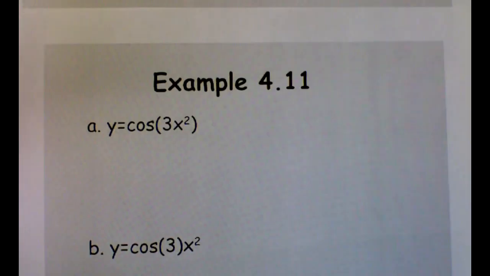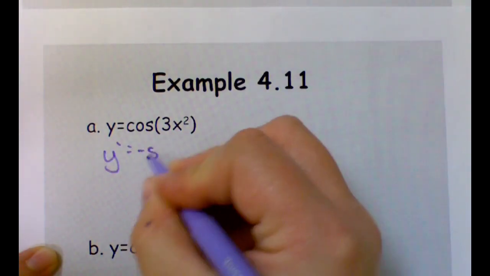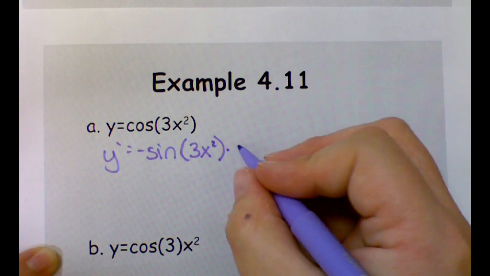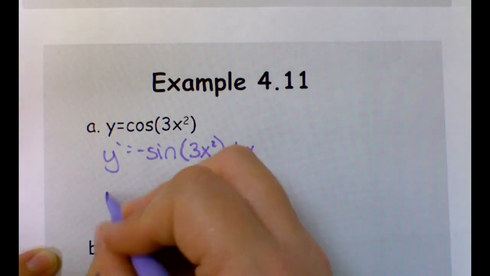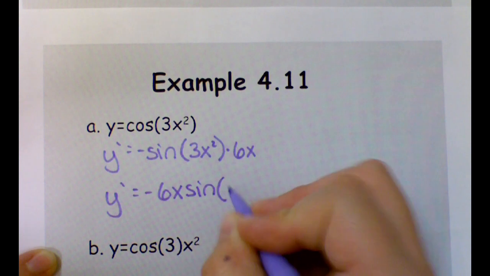All right, some more trig functions, and just to be careful with how the parentheses fall. So y equals cosine of 3x squared. We need to take the derivative of cosine, which is negative sine of 3x squared, times the derivative of the inside, which makes 6x. Rewrite it and we get negative 6x sine of 3x squared.